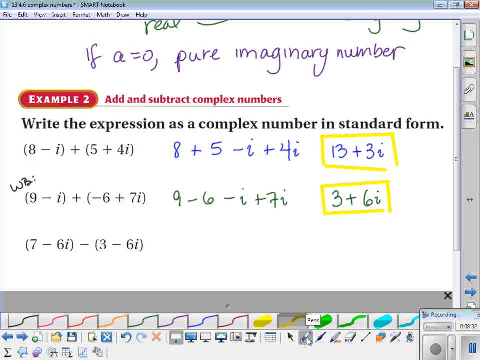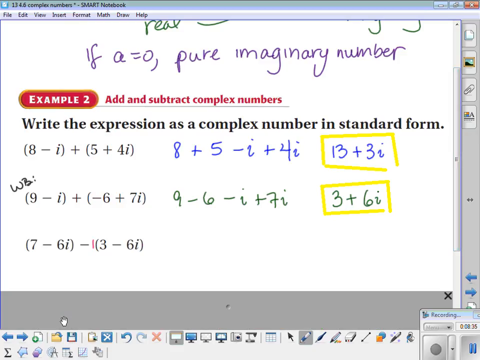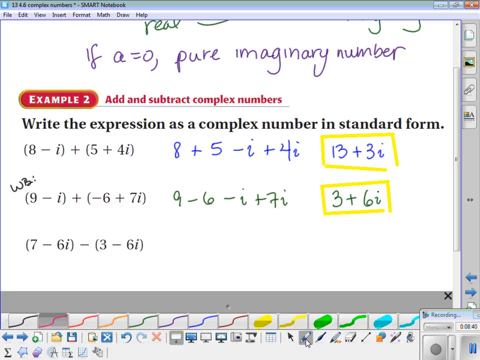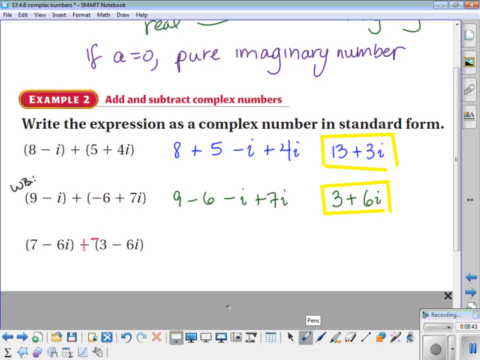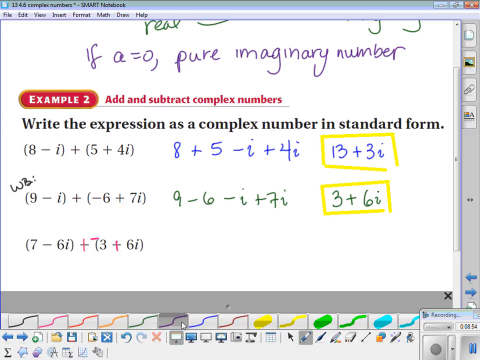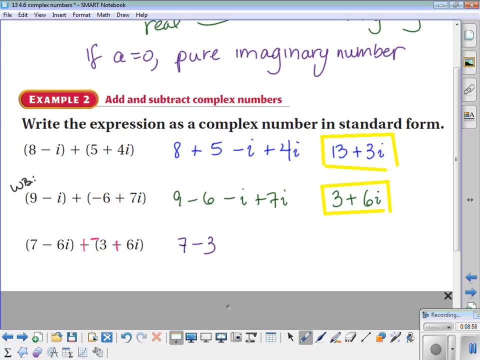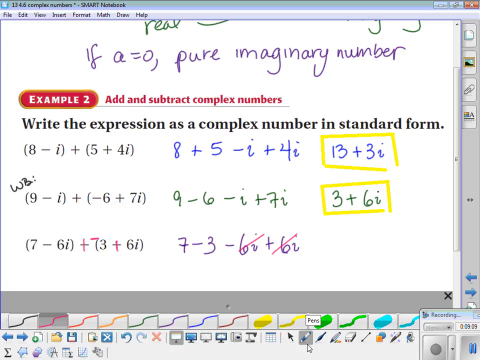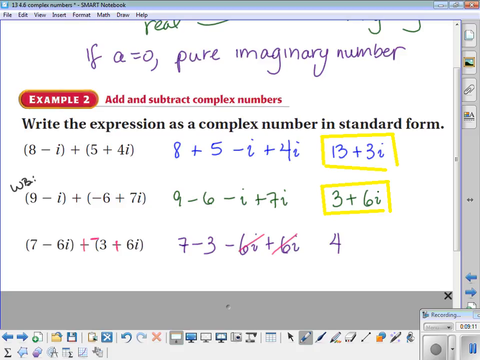So you want to be careful. Essentially, you want to imagine that you have a negative 1 that you're distributing out, okay? And so if I distribute the negative into that second parentheses, I'm going to have a negative 3 and a positive 6i. So that's the main thing you have to be careful of, is just don't forget to distribute the negative. So now if I look at my real parts, I've got a 7 minus 3. And then my imaginary parts, I've got a negative 6i and a positive 6i. So in this case, my imaginary terms cancel each other out, and my final answer is just 4.